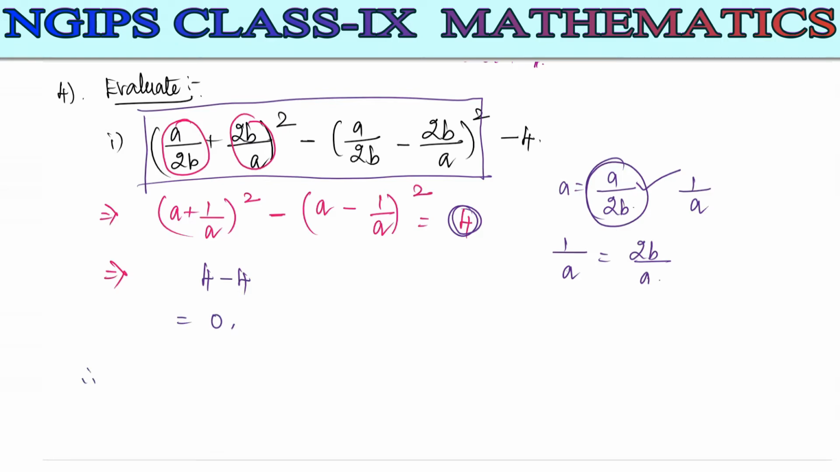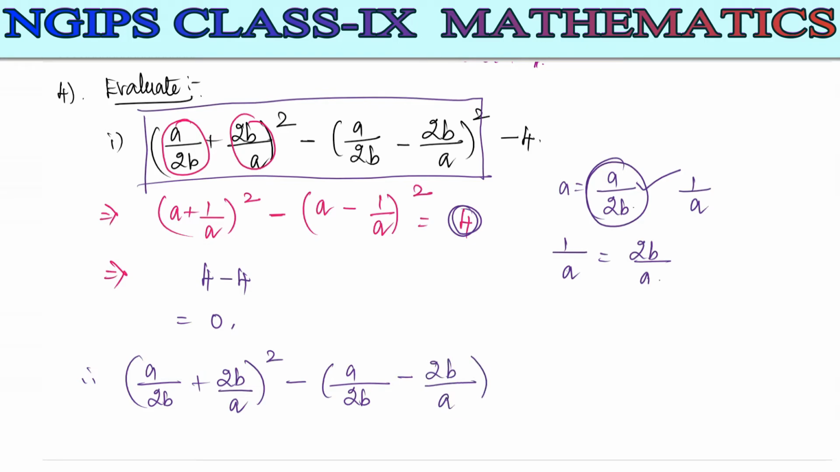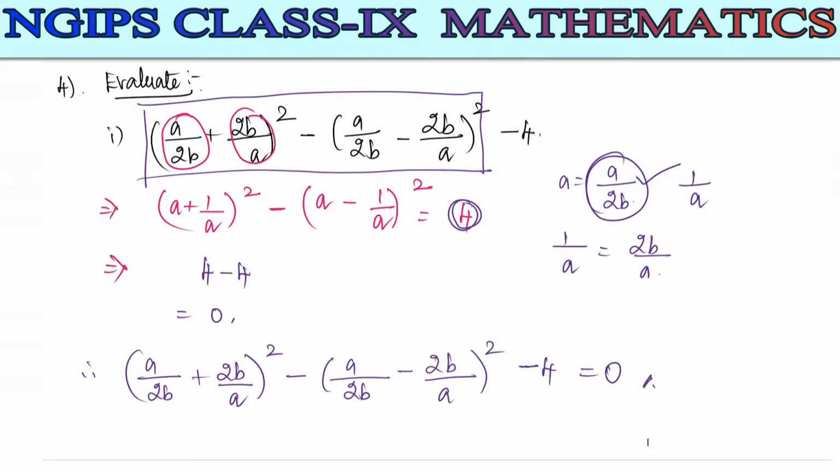So therefore a by 2b plus 2b divided by a whole square minus a divided by 2b minus 2b divided by a whole square minus 4 is equal to, we got the answer as 0. I will give one more example here.